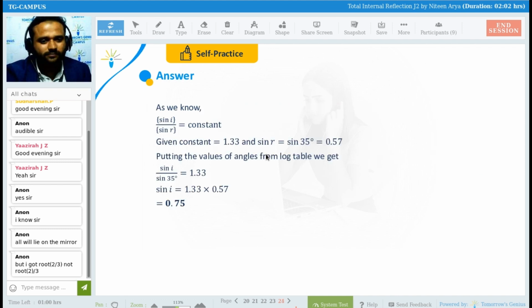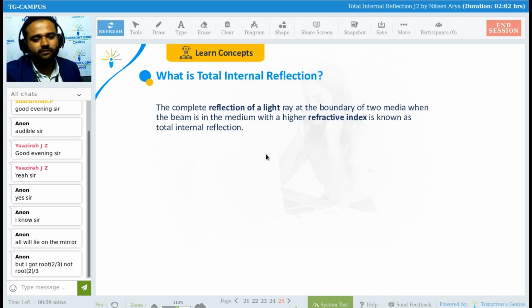So that is easy. Sin i by sin r is constant. The constant is 1.33, which is given already. r is this. So that is the value of sin i. Okay, so let's do this.